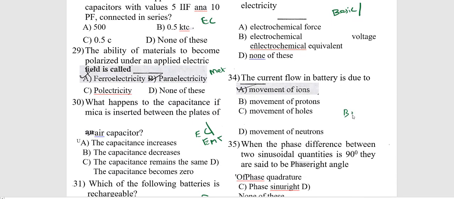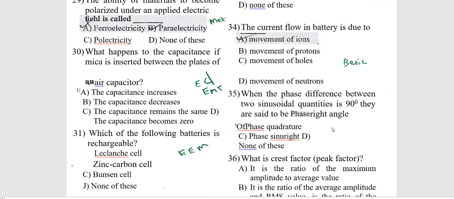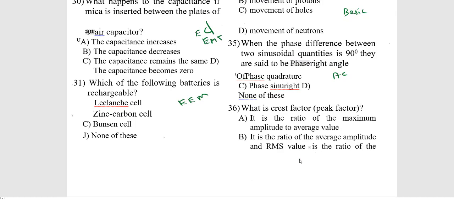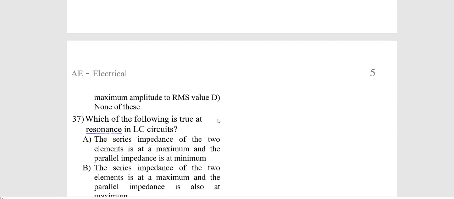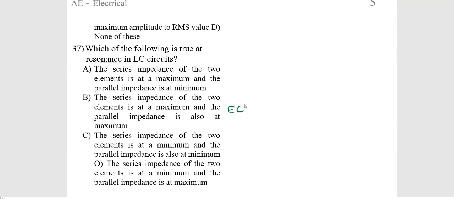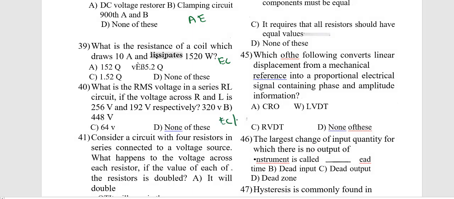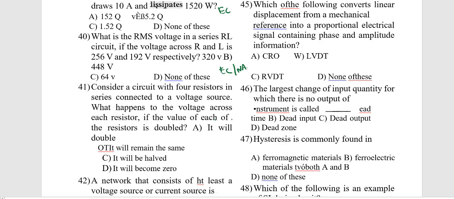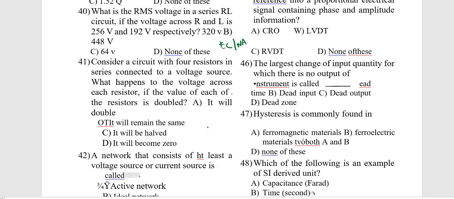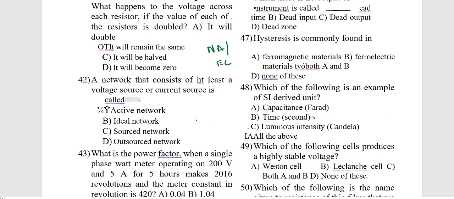This one, again basic questions, basic electrical. Again, this is AC fundamentals. AC fundamentals, what is crest factor? Or peak factor. Again, this is electrical circuits or network analysis. The circuit that binds upper and lower fixed DC voltage is called as analog electronics. Resistance of coil, which again is electrical circuits or network analysis or basic AC fundamentals. Again, this belongs to network analysis or electrical circuits. This one also electrical circuits.